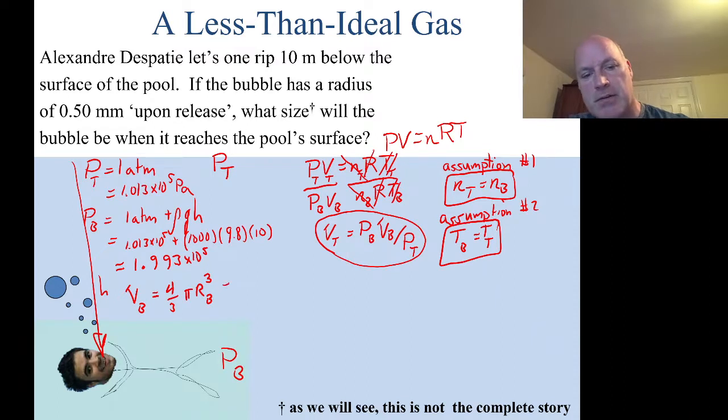So if we plug all of that in, let's see, what do we get? We get 5.24 times 10 to the minus 10 meters cubed, I guess, right?